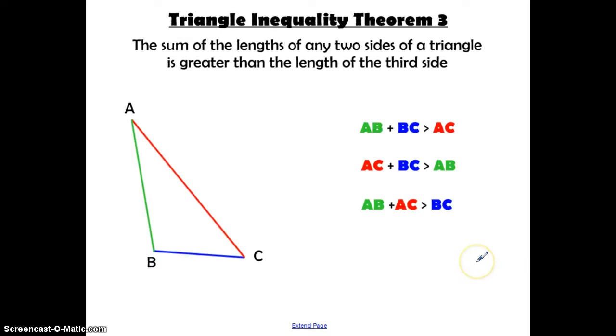The triangle inequality theorem 3 tells us that the sum of the length of any two sides of a triangle is greater than the length of the third side. So that means that if we were to take side AB and add it to BC, that's going to be longer than the side AC. If you were to take BC and AC and add them, it'll be greater than side AB. If you take AB and AC and you add them, it has to be greater than side length BC. Otherwise, the three side lengths cannot make a triangle.